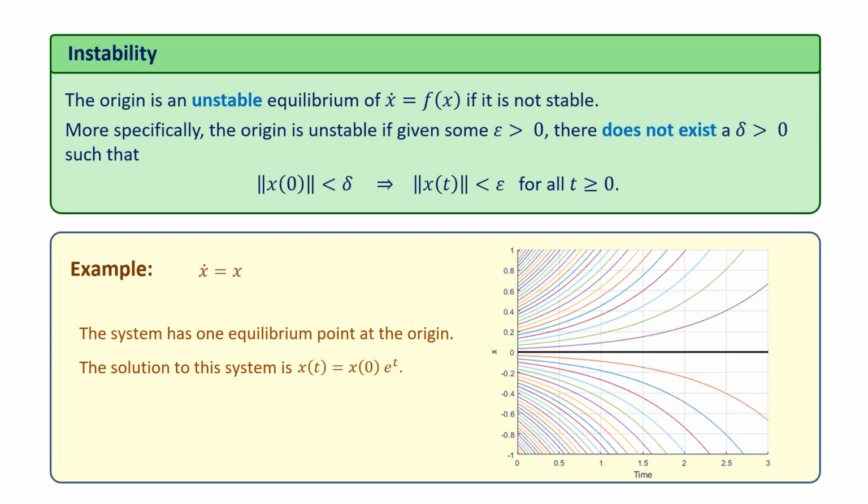We now use the definition to show the origin is unstable. We choose a positive epsilon and see that there is no neighborhood of the origin from which the solutions start and remain within the epsilon neighborhood. So this means that the origin is unstable.